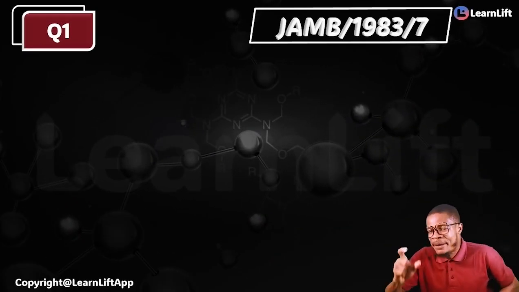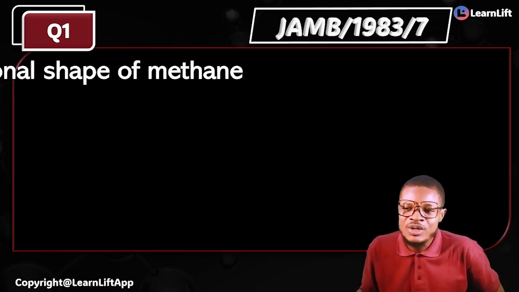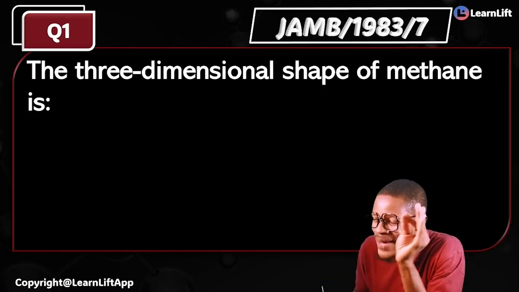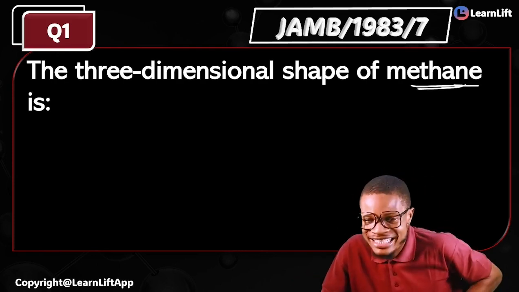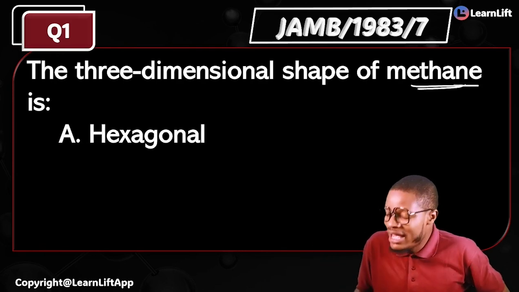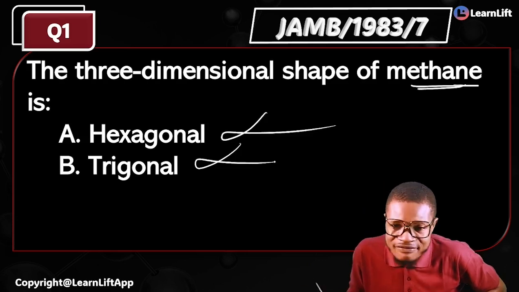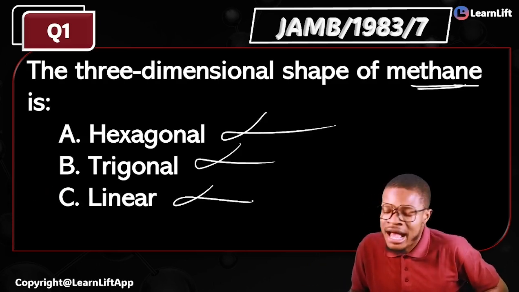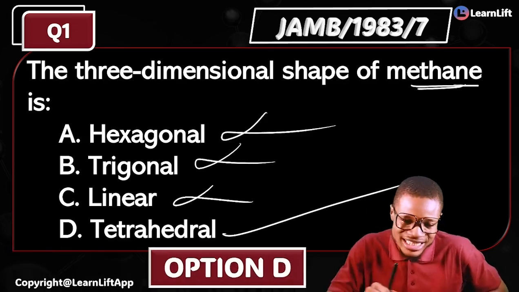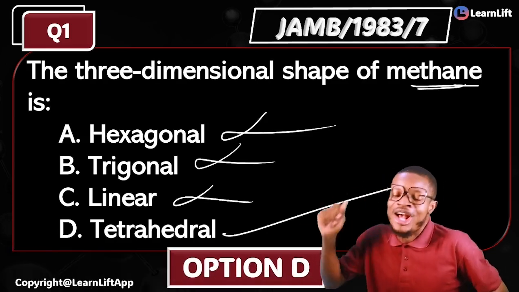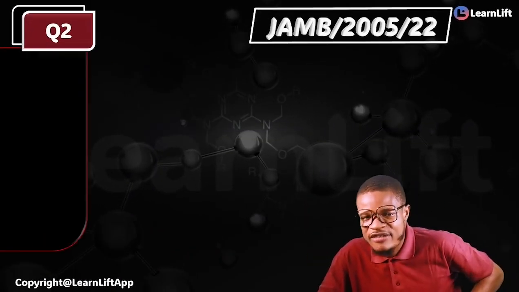Look at this question, Jamb 1983, question 7. Don't fail any of the questions. The question says, the three-dimensional shape of methane is? Methane is an alkane. What is the shape? Is it hexagonal? Never. Or is it trigonal? Never. Or is it linear, or is it tetrahedral? What is the answer? Tetrahedral. Option D is the answer. Period. The same question was repeated in another format and another style in 2005, question 22.